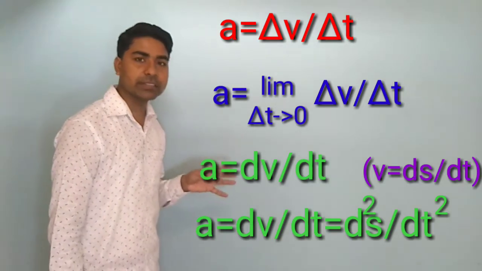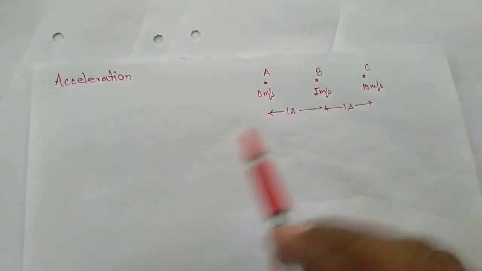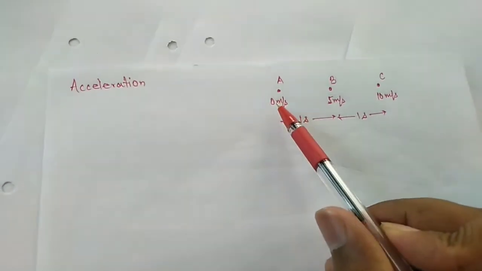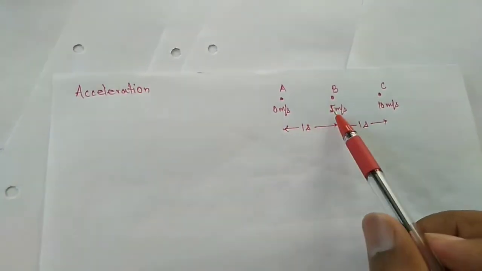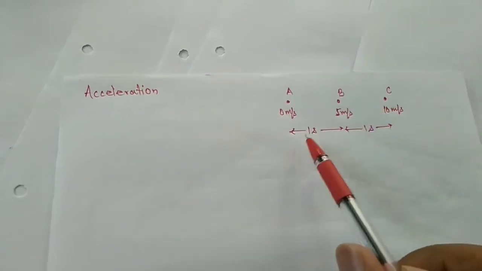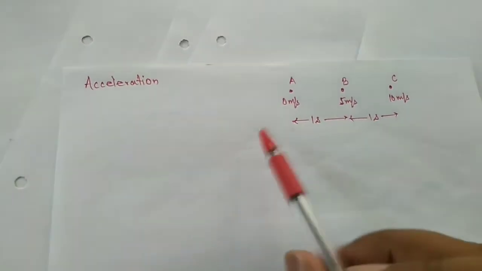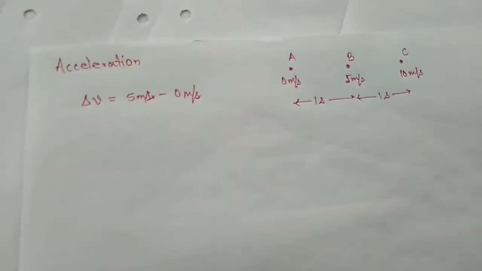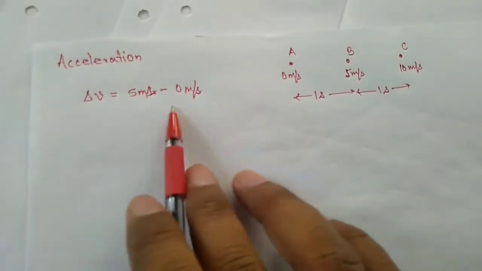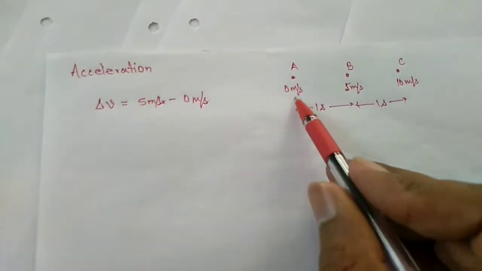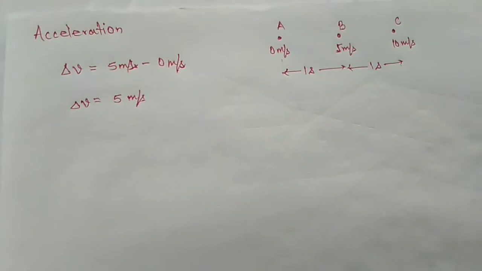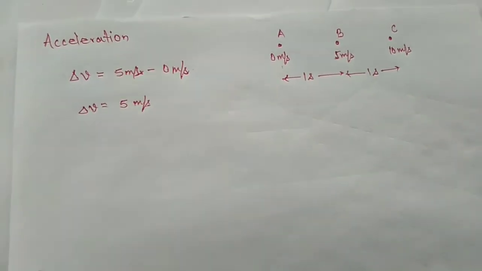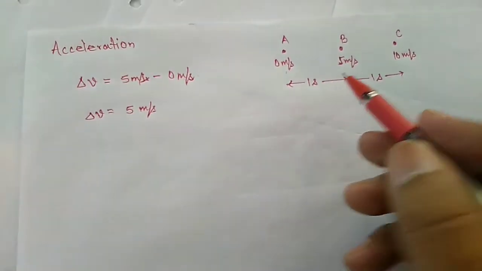If you are still not understanding, just see in the sheets. So see here the acceleration. I have taken again the same positions at A, B, C, 0 meter per second, 5 meter per second, 10 meter per second, and duration is of 1 second. So let's calculate the change in velocity. That is 5 meter per second minus 0 meter per second, change from A to B. So this is the change in velocity, and the change in time from A to B is 1 second.